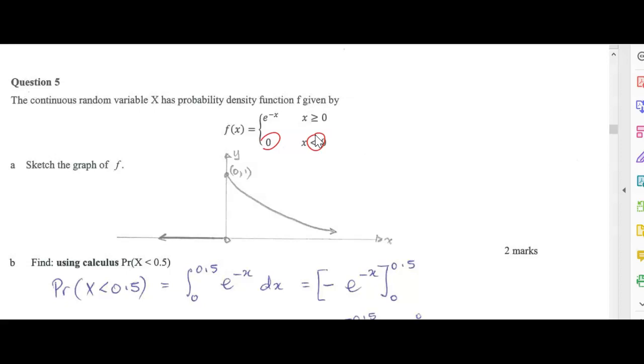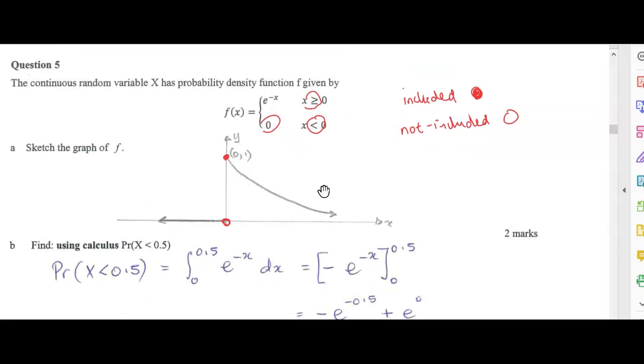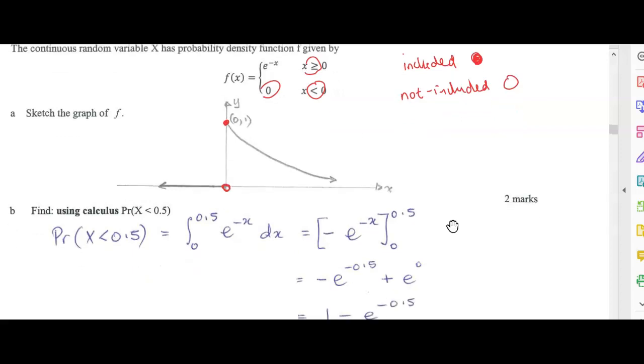All right, so this one here, we've got greater than or equal to, so it's a solid circle. And when it's not equal to, so this is just x is less than 0, you have to have an open circle. So just remember that. When it's included, solid circle, not included, open circle. Okay, sorry. And you can easily graph e to the negative x on your calculator.